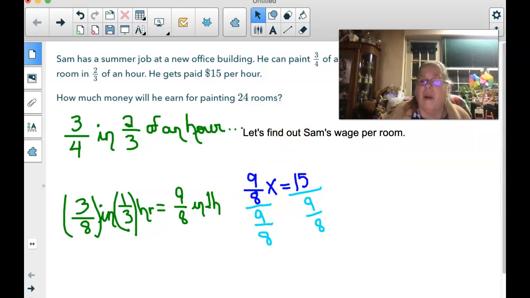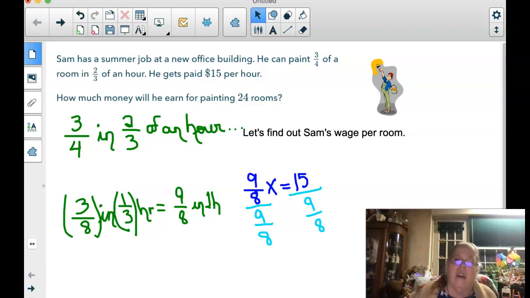Okay, guys, this is the problem I was trying to explain in words that were understandable, and I didn't do a great job, so I'm going to fix it now. Okay, so Sam has a summer job at a new office building. He can paint 3/4 of a room in 2/3 of an hour. He gets paid $15 per hour. How much does he get for painting 24 rooms?